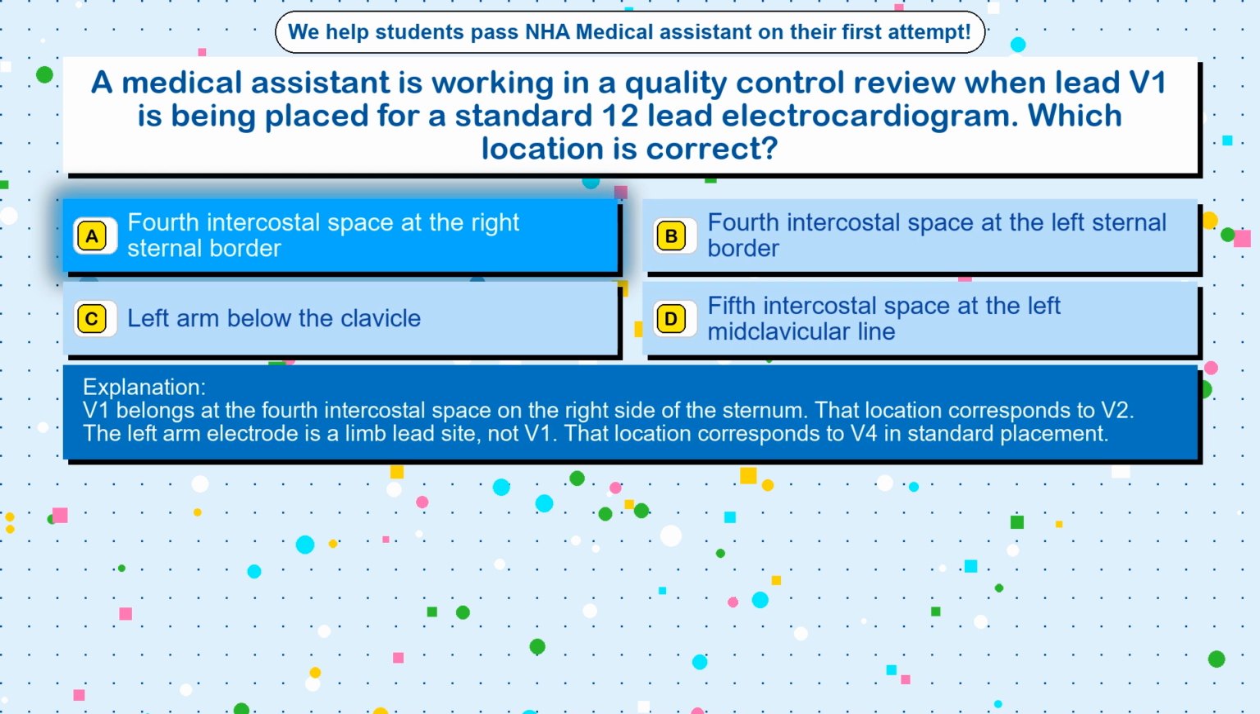V1 belongs at the fourth intercostal space on the right side of the sternum. That location corresponds to V2. The left arm electrode is a limb lead site, not V1. That location corresponds to V4 in standard placement.